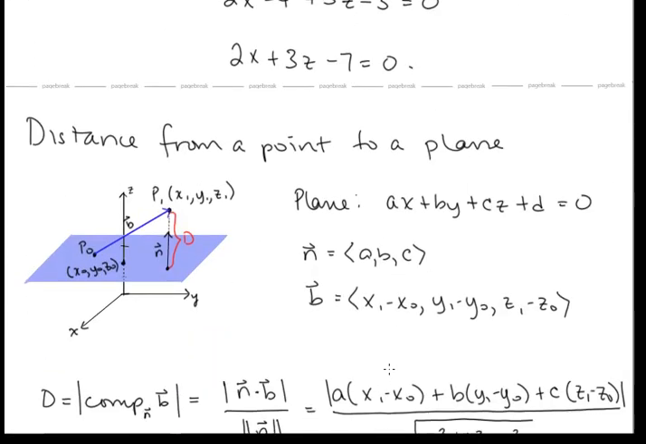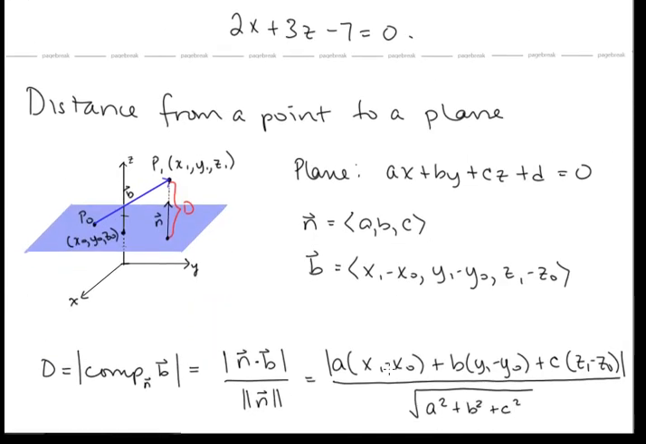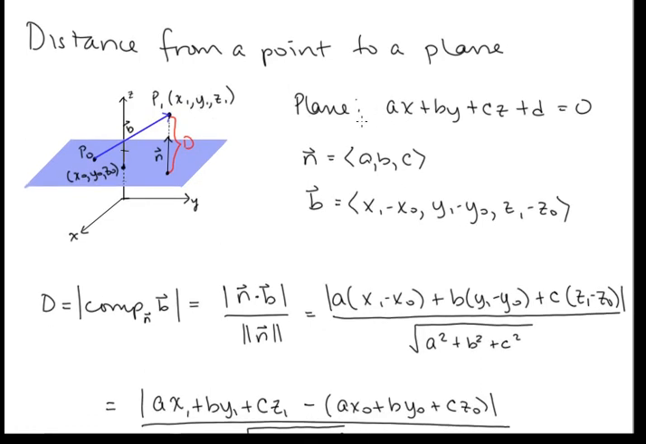Now let's take a look at the distance from a point to a plane. So here's our plane with equation ax + by + cz + d = 0. With that equation, we recognize that the normal vector is ⟨a, b, c⟩. And here's a point P1 not on the plane. It's (x1, y1, z1). And we want to find this distance d.